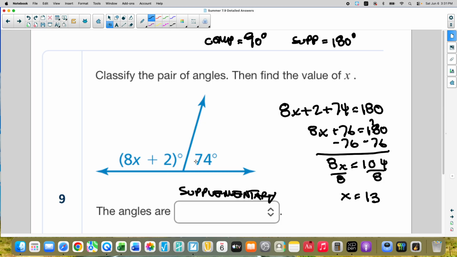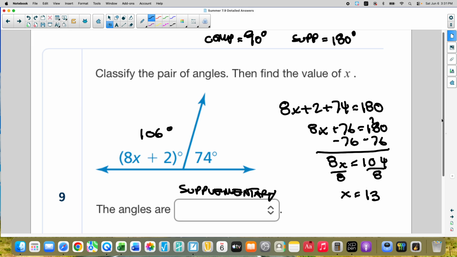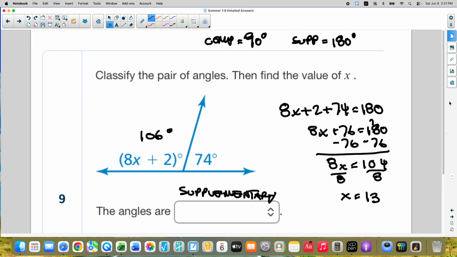I could have subtracted 74 and seen that this had to equal 104, because they have to equal, that's not 104. Where'd I get 76? Oh, I got it right there. Sorry. That's going to actually be 106 degrees. That equals 180. And then we had that 2 degrees there. So, okay, I think that was both of the questions. X equals 13. And those are adjacent, and they're also supplementary.